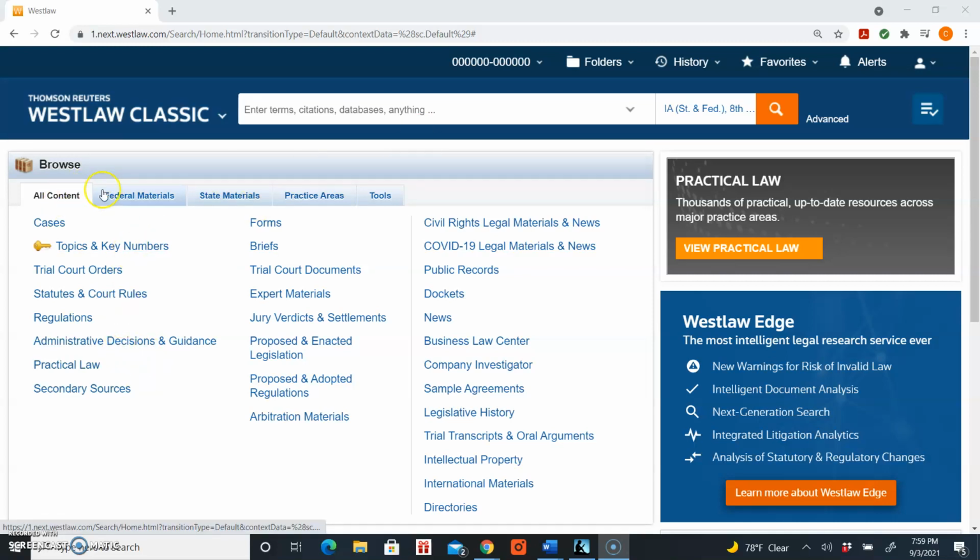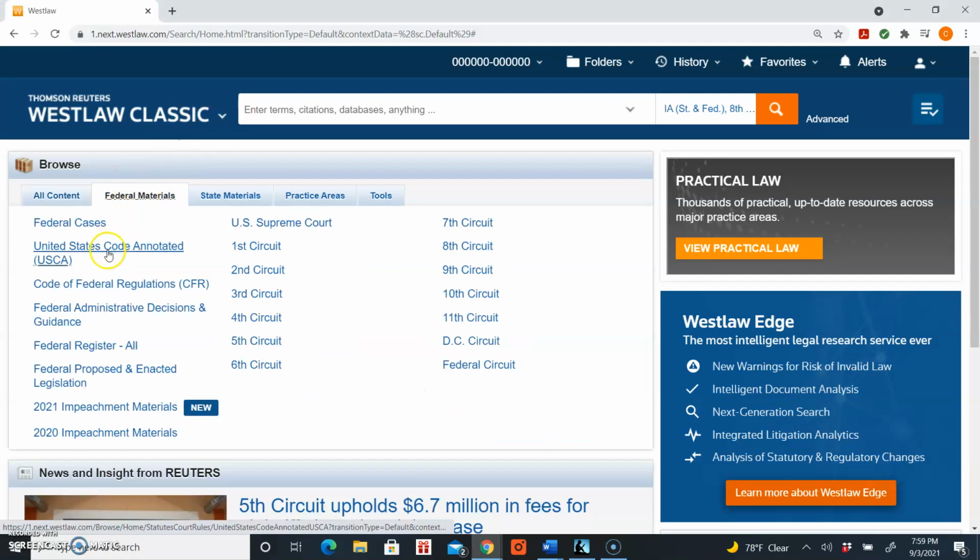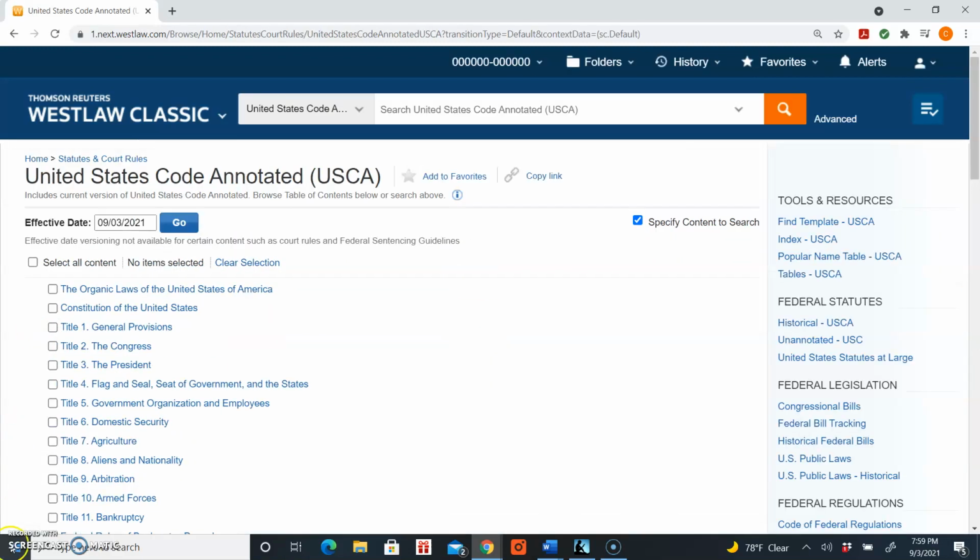So, here we are in All Content Westlaw. We're going to go over here to Federal Materials, USCA, click that. And so, we know that we're trying to find the first answer, which is the statutory definition of a claim.